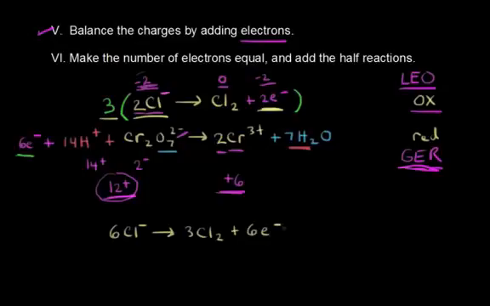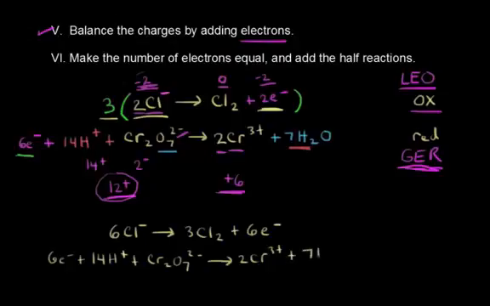Okay, let's go ahead and rewrite our reduction half reaction because we have a lot of stuff going on here. So I'm just going to rewrite exactly what we have. 6 electrons plus 14 protons plus the dichromate anion like that. And then I have two chromium ions and 7 waters. Okay, so now I have my 2 half reactions. I've made the number of electrons equal, and we're ready for the last step.